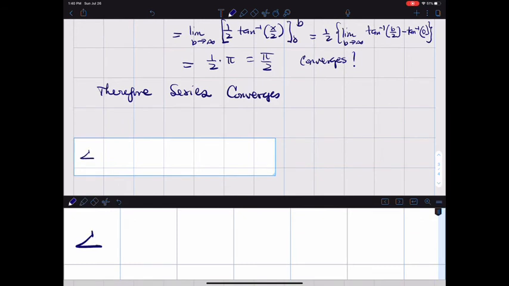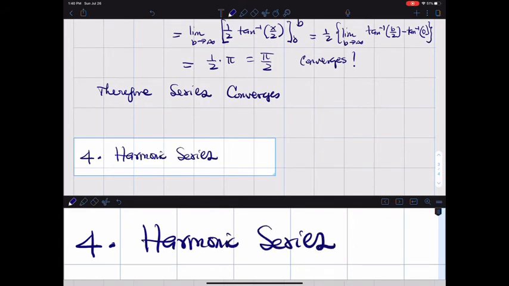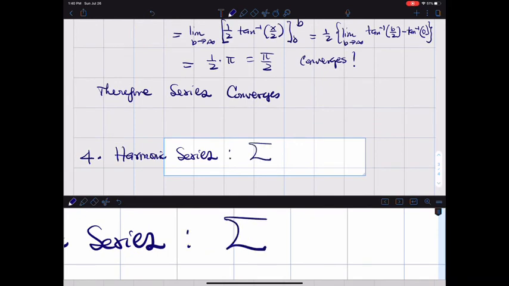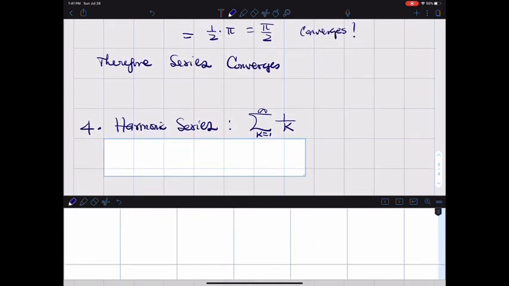Now, I want you to try one. We looked at the harmonic series, and I told you that the harmonic series diverges. I want you to use the integral test to show that the harmonic series actually diverges. Your f of x in this case is 1 over x, which is decreasing and continuous, and then you find the integral from 1 to infinity of 1 over x, and you just show that it diverges. So apply the integral test here and show that it diverges.